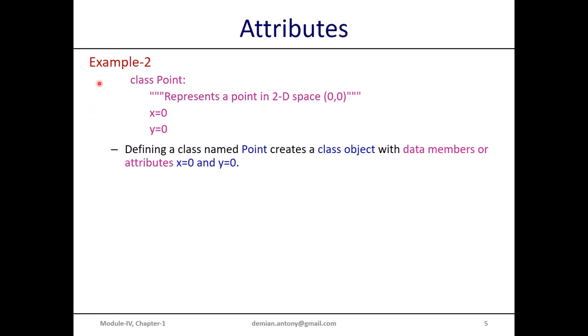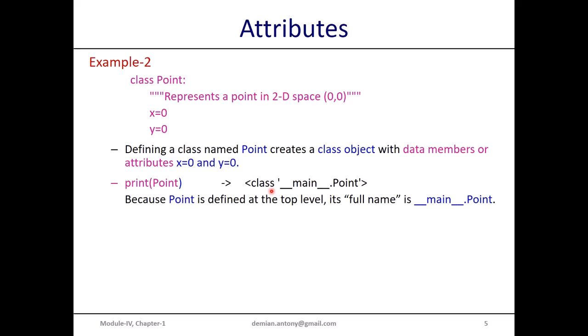We'll take up the second example for the second format. Here we specify the members also. Class point, docstring, this is optional, and then we specify two members. One is x with the value 0 and second y with the value 0. Here defining a class named point creates a class object with two data members or attributes, with the values x is equal to 0 and y is equal to 0.